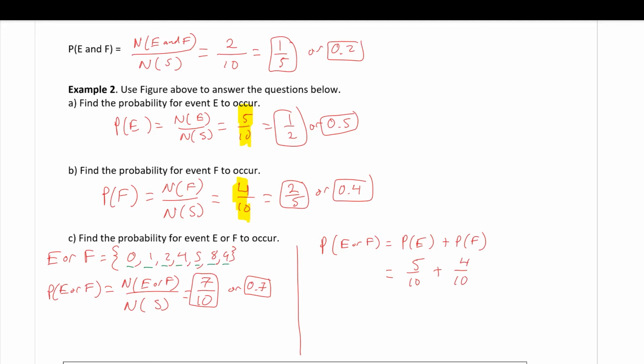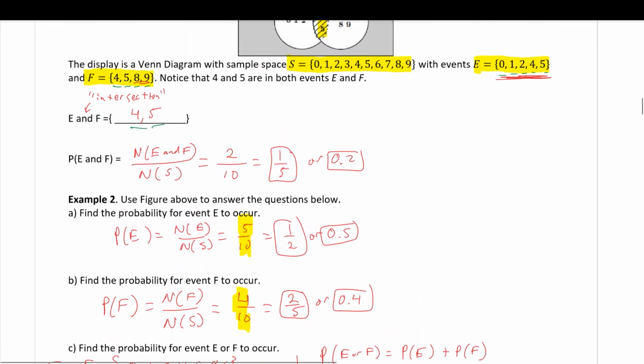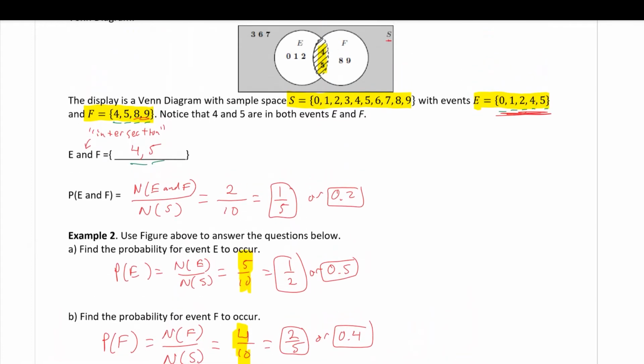And why is that wrong? Well, it's because you're accounting for their intersection twice. You're accounting for these 4 and 5 twice, when you count it in E, and also when you count it for F. So what we want to do is remove that replication. So how would we remove that?